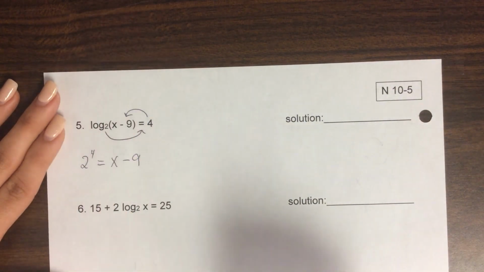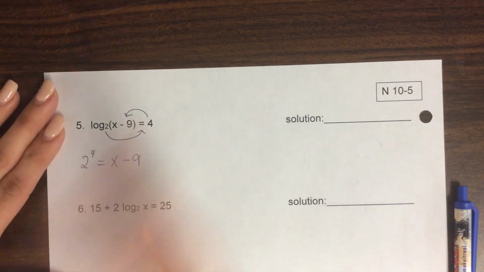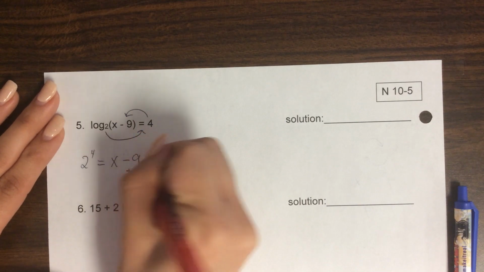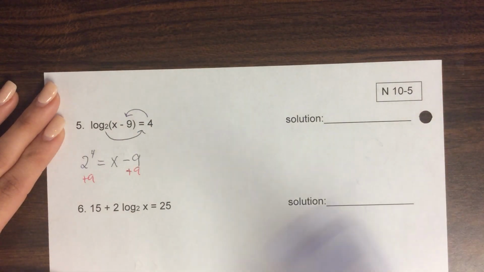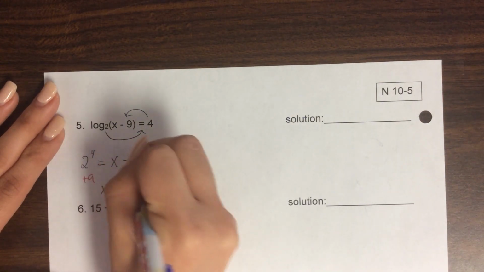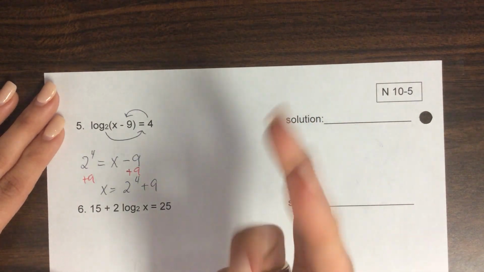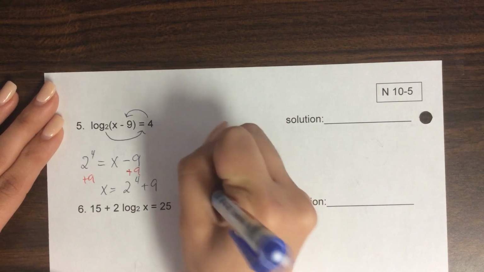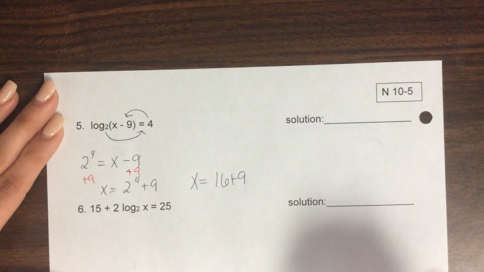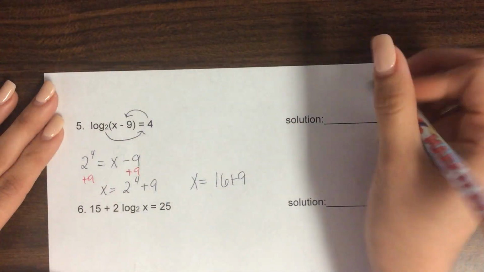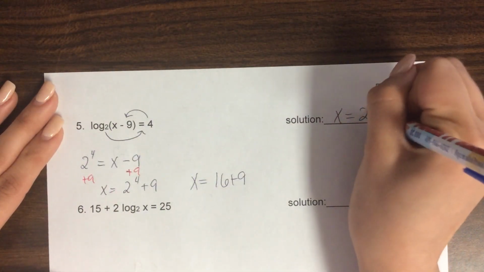Well, I know 2 to the 4th is going to be a number, right? Again, the goal is to get x by itself. I know how to do that. That's plus 9 on both sides. So I tell myself, hey, x is equal to 2 to the 4th plus 9. Well, 2 to the 4th: 2, 4, 8, 16. x is equal to 16 plus 9. And I'm pretty sure you know how to add. So x is equal to 25.